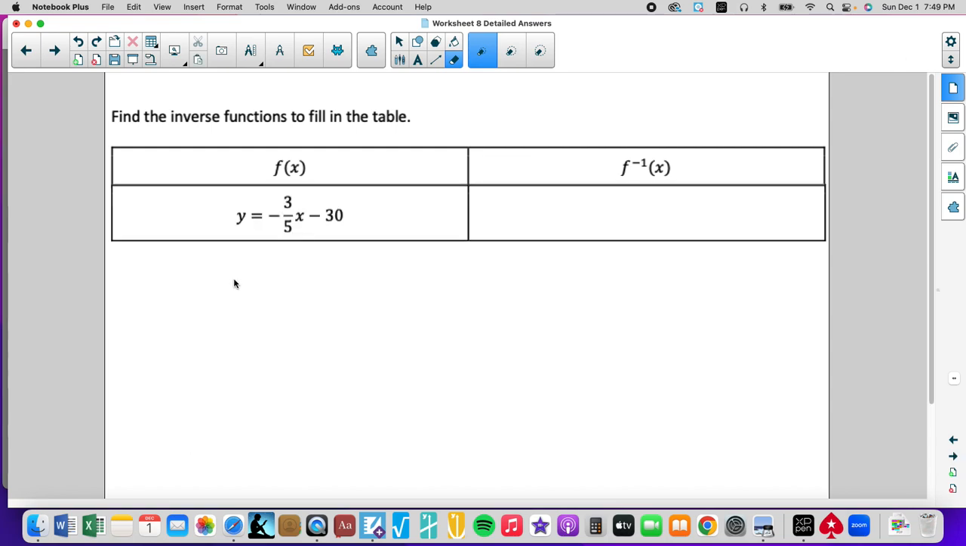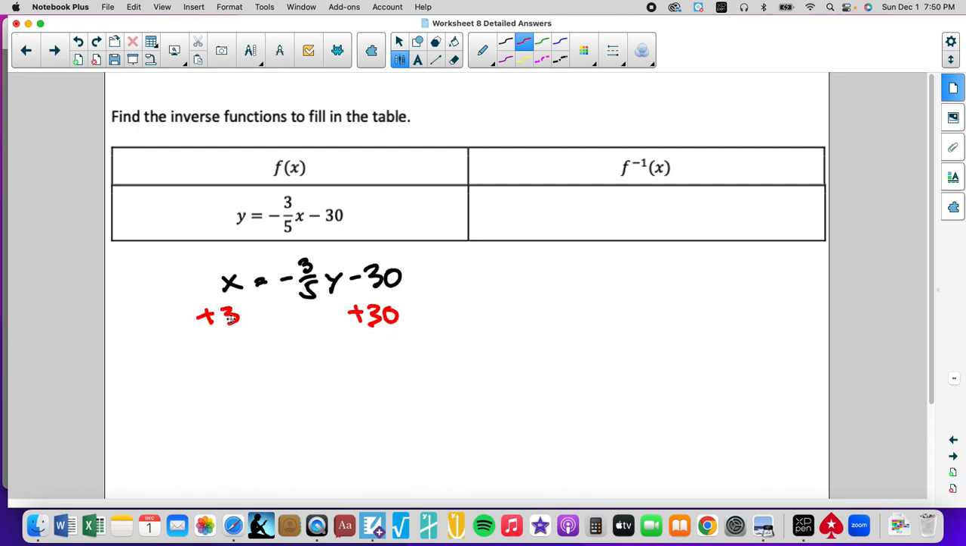All right, this one's a whole lot easier. So we have x equals negative 3/5 y minus 30. Wow, they really get easy real quick. And they are completely different problems. This is super easy. The other one was very hard.